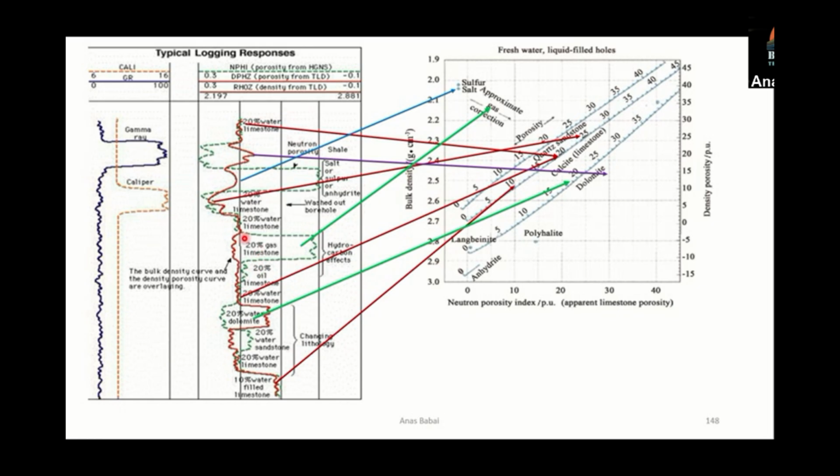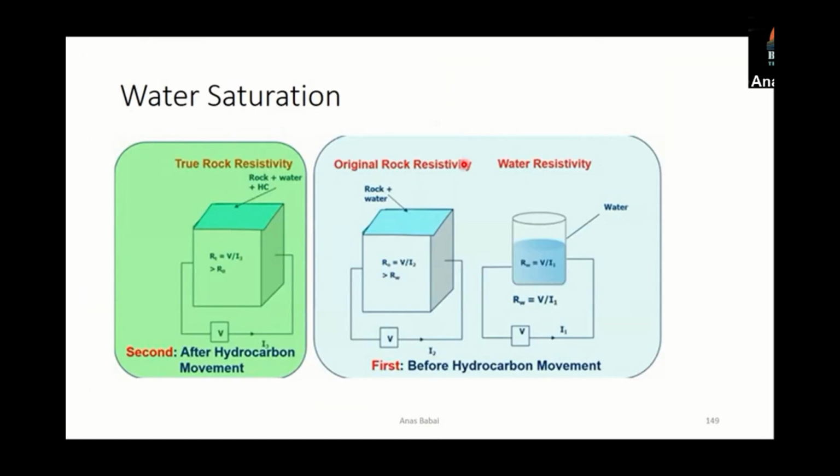So you can try to go through it and check. You'll find that you can easily, through plotting this value here, identify different lithology: anhydrite, polyhalite, sulfur, salts, and whatever. We will stop here, and we will start the water saturation in the next lecture.